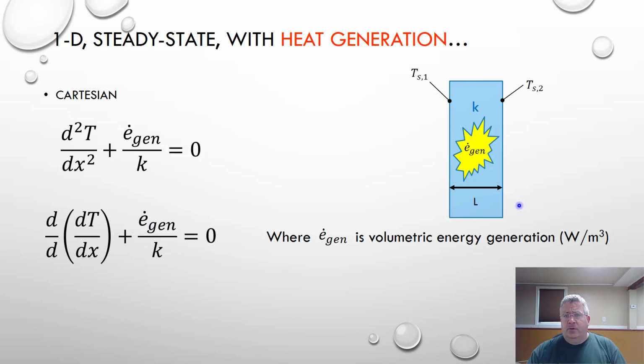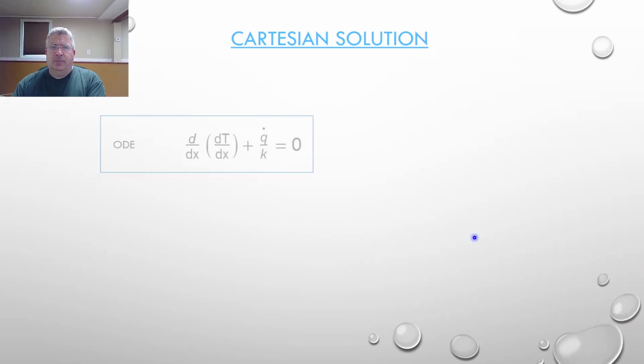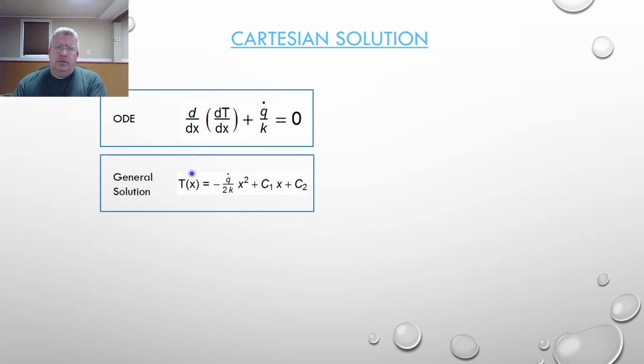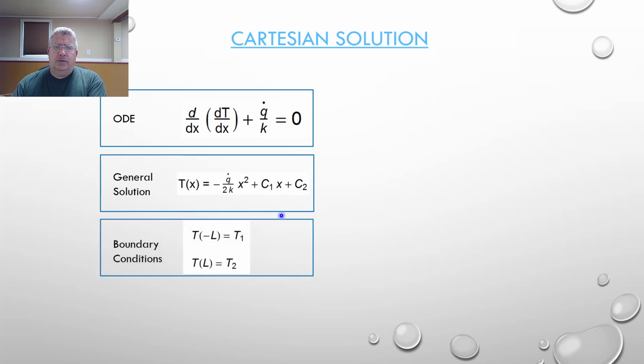So this is just a quick cartoon of what we're looking at. But as we're going to see, we're going to want to make the width 2L, and we're going to find in this solution that it's going to be helpful to have the origin of our coordinate system at the midplane of the wall. So this is the ODE. Go ahead and integrate twice, and we would have the general solution, which is quadratic, again with two unknown constants, which we can solve using boundary conditions.